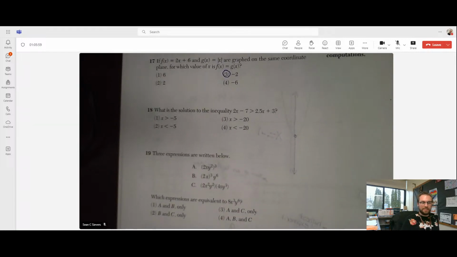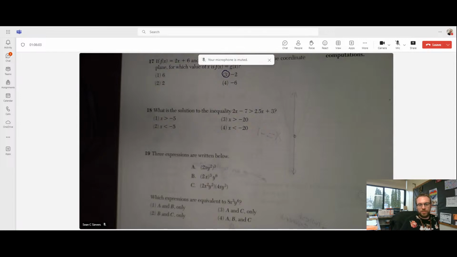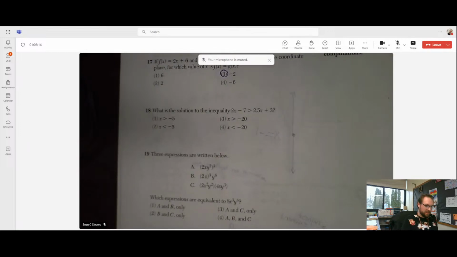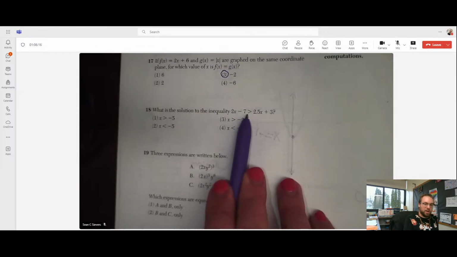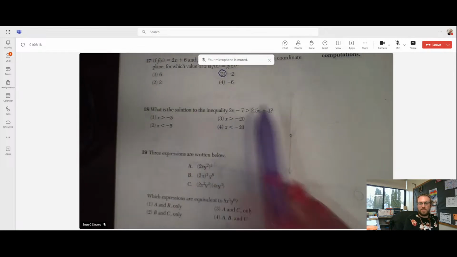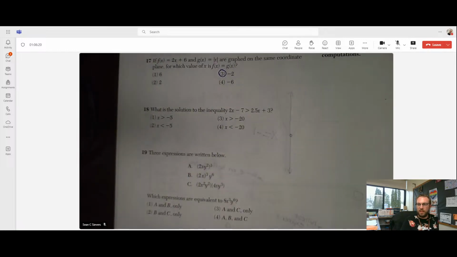Number 18. What is the solution to the inequality 2x minus 7 is greater than 2.5x plus 3? So this one, let's pretend that this greater than sign is like an equal sign. The only time I cannot think of that as an equal sign is if I multiply or divide by a negative, but we'll get to that.